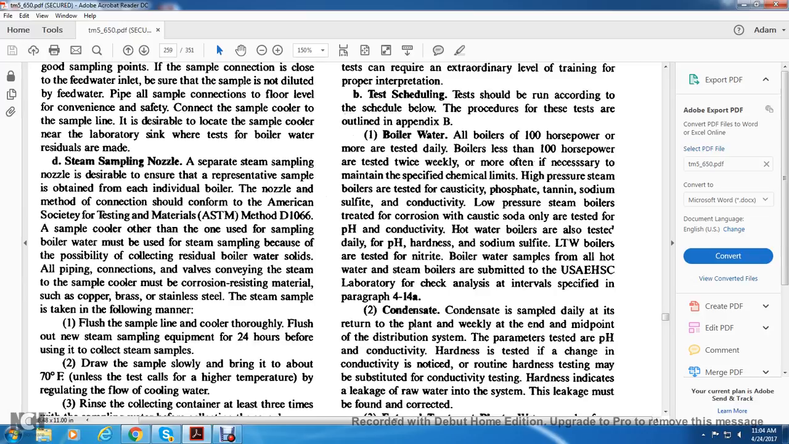Boiler water samples of all hot water and steam boilers are submitted to the USA EHSC laboratory for check analysis at intervals specified in paragraph 14.4a.